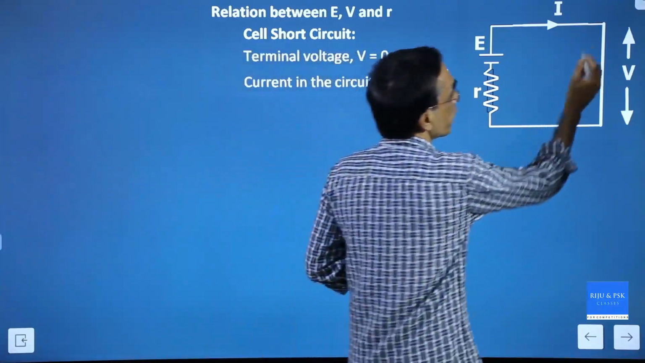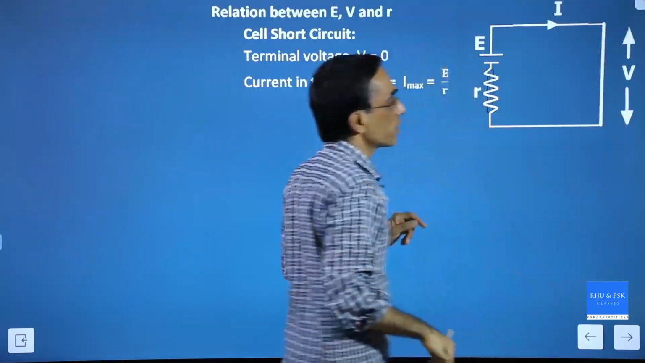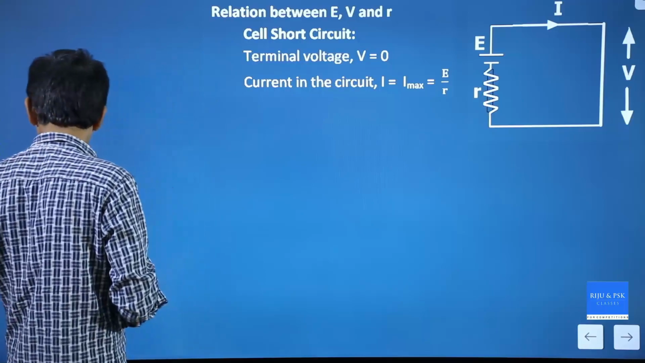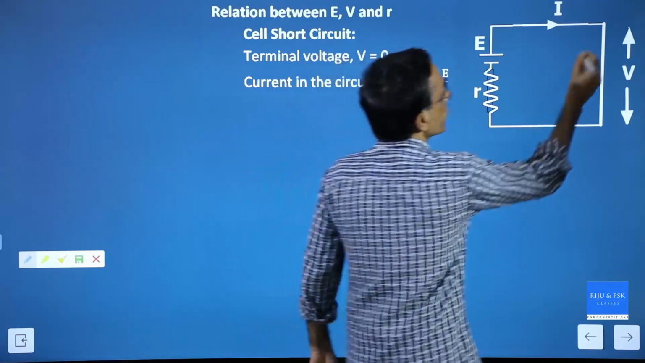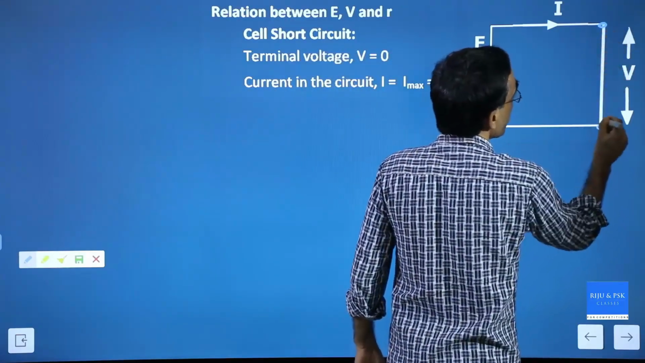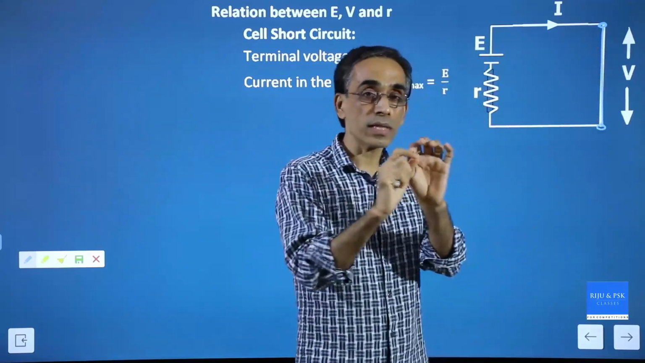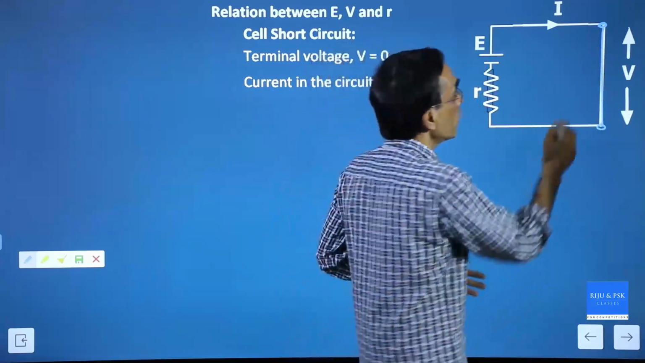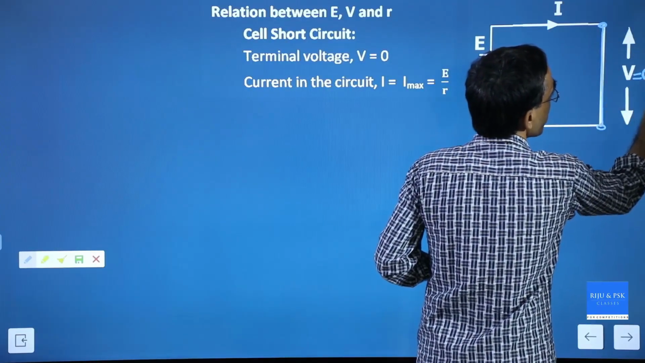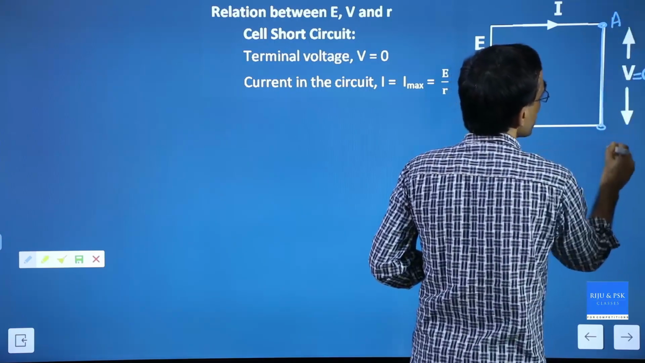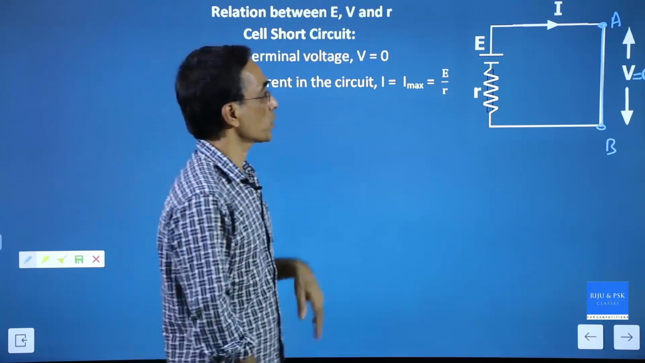In short circuit, what do we do? The terminals are directly connected by a straight wire. Very important point, listen carefully. When terminals are directly connected, this point and this point are connected by a conducting wire, and we know in a conducting wire potential is same everywhere. So when it is connected like this, the terminal voltage V will become 0, because point A and point B are at the same potential.